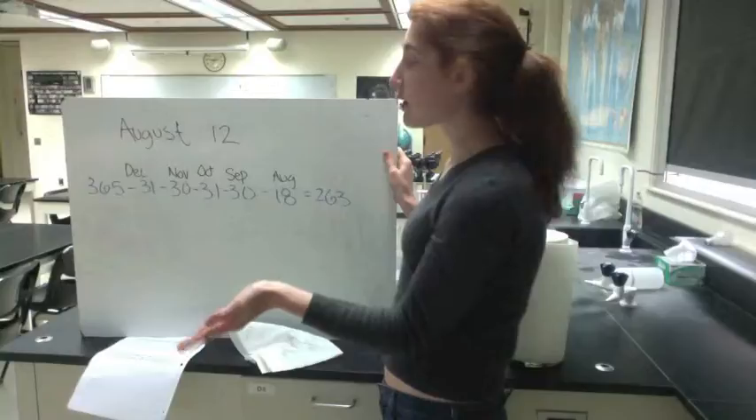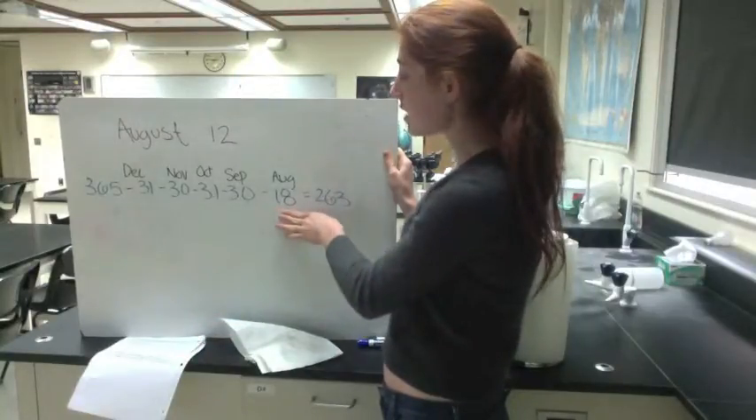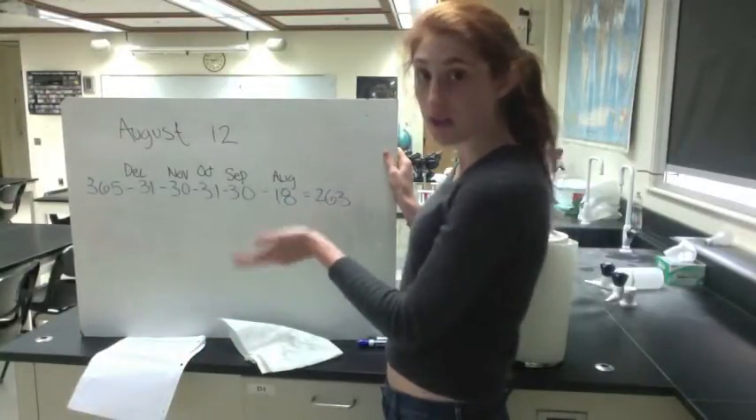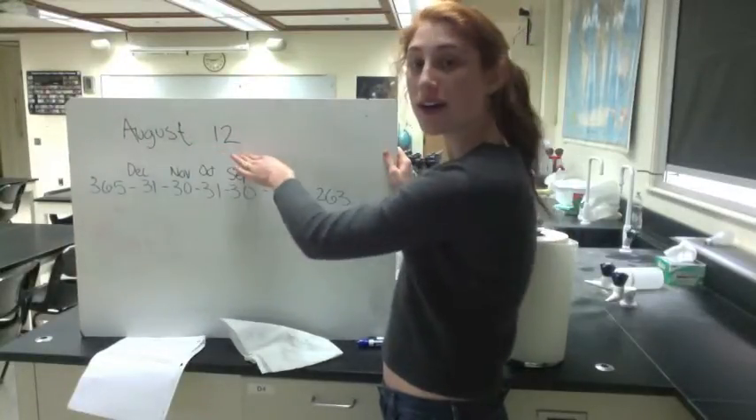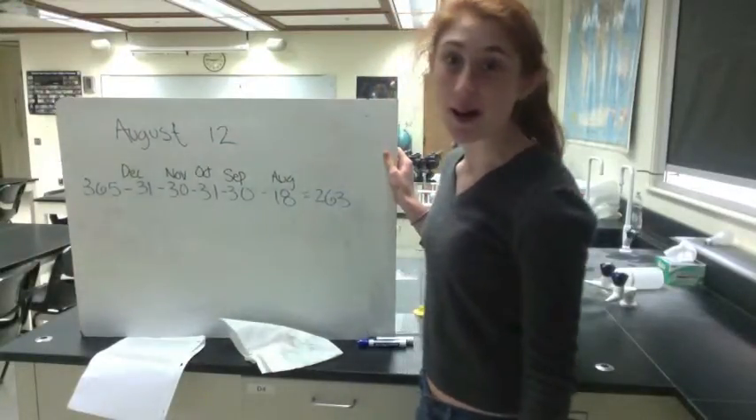But since we are counting backwards, we have to subtract 18 from the total amount of days in August, which is 30. So once we subtract 18 from 30, we get 12, and we know that the other day would be August 12th. So that is it for our lesson today.